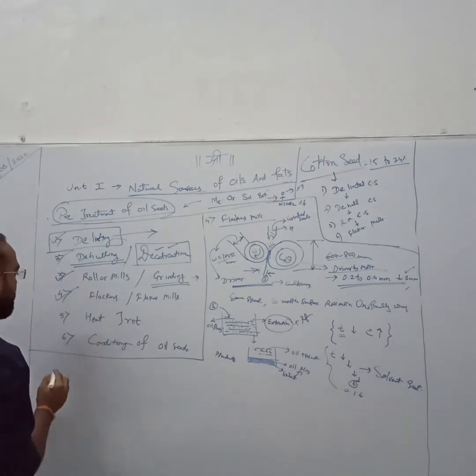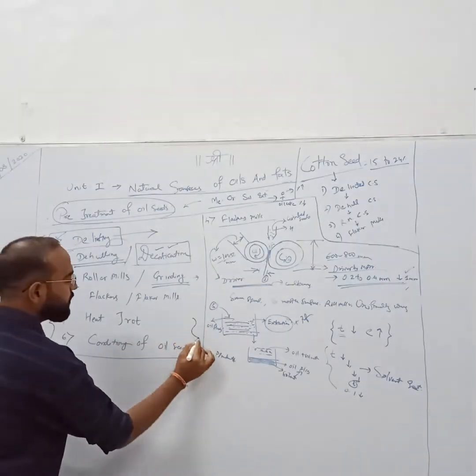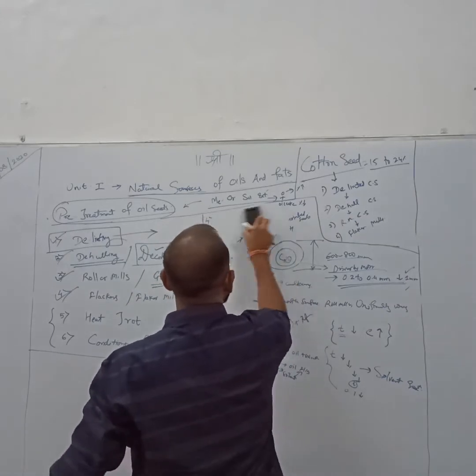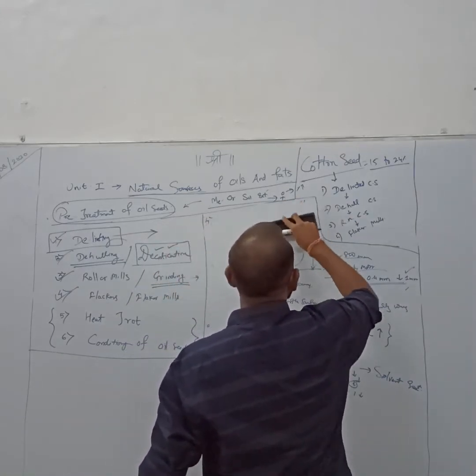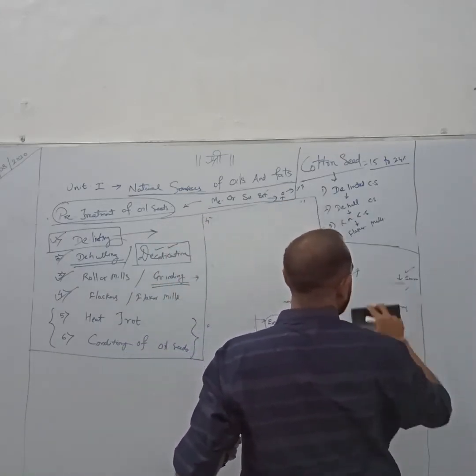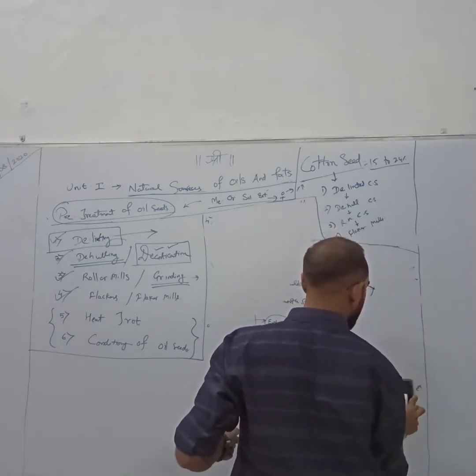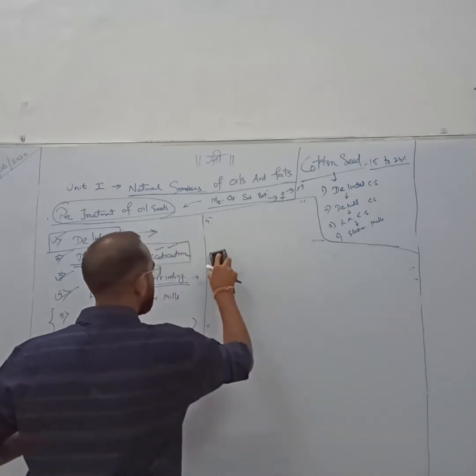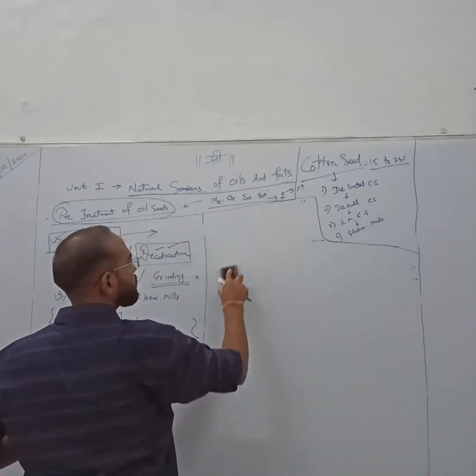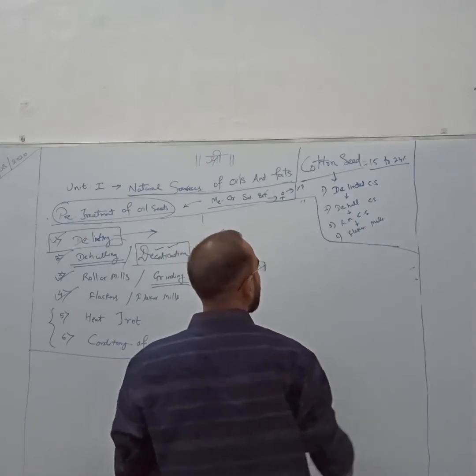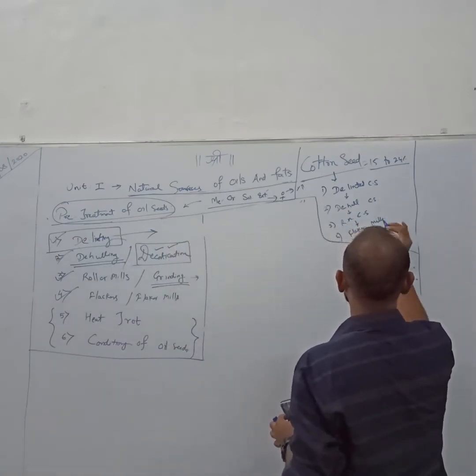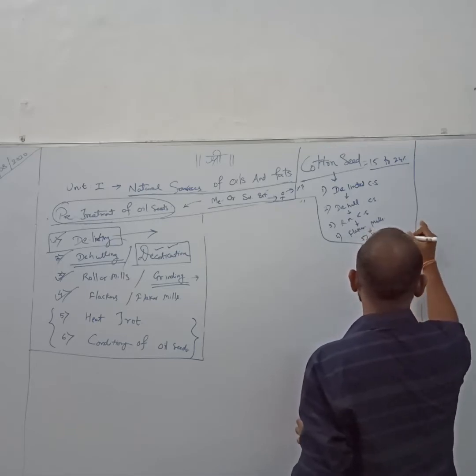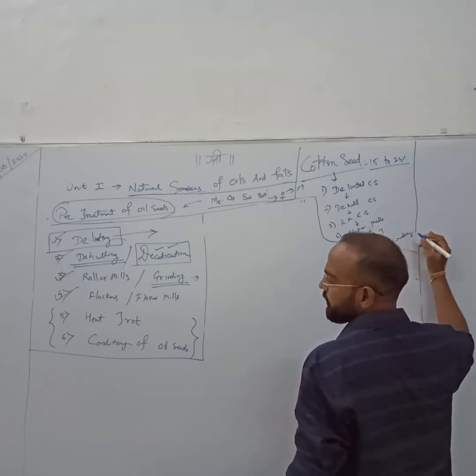Flaker mill is okay. These two topics are irrelevant. Flaker mill, then after flaker mill, heat treatment, and then after heat treatment, conditioning of oil seeds.